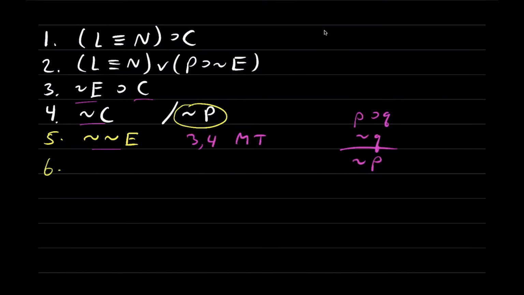Line 6. Well, the next thing I notice is that in line 1, we've got another conditional. If all of that in parentheses, then C. But we know C is false. Line 4 told us that. So from that, we can get the negation of the antecedent of that conditional. The negation of L is equivalent to N. And that's going to follow from line 1 and line 4 by Modus Tollens. Okay.